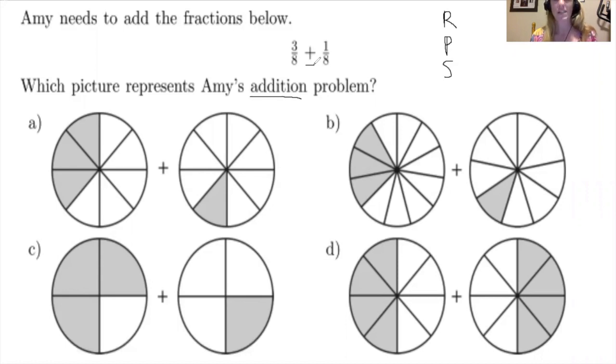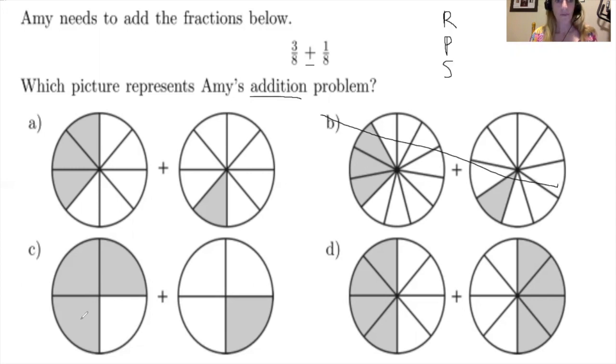First, we need to identify 3/8 and 1/8. The denominator is the same. That means the pizza needs to have 8 slices, just like mine did. So to solve, we're going to cancel out the choices that do not have 8s as the pieces. Let's count this one. 1, 2, 3, 4, 5, 6, 7, 8. Okay, you can stay. 1, 2, 3, 4, 5, 6, 7, 8, 9, 10, 11. No, B. You're a silly choice.